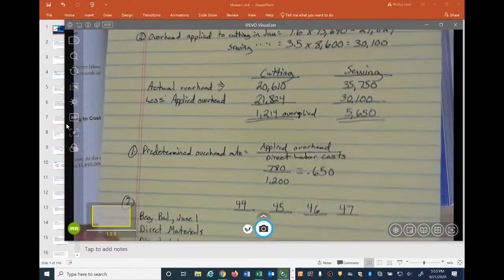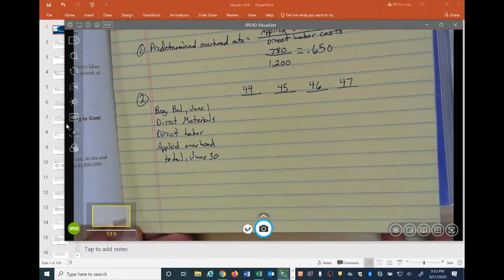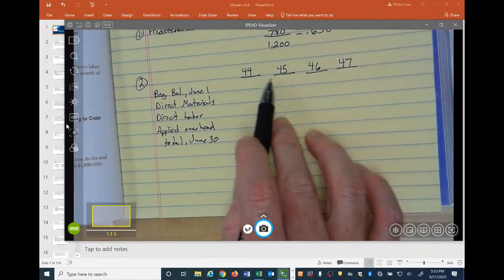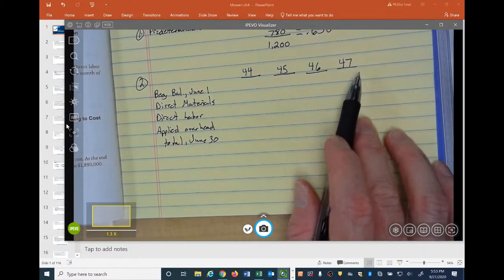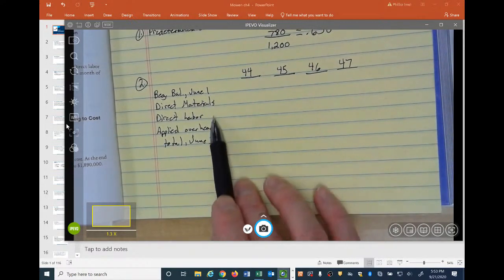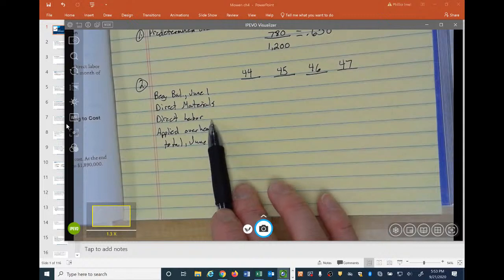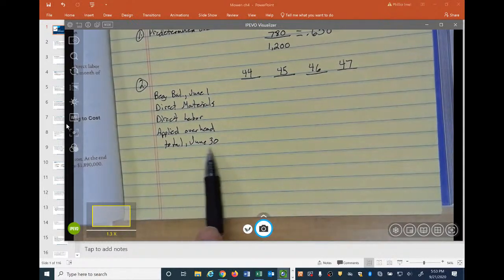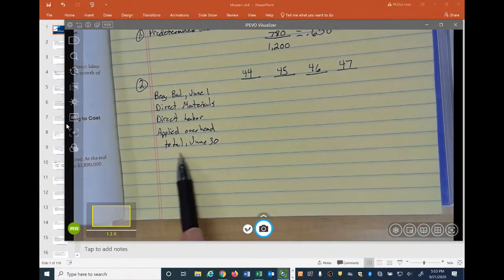Okay, so first thing I did is I just kind of drew a little at the bottom here. These are the numbers of jobs. Then I got the beginning balance June 1, the relevant information, which is going to be the direct materials, direct labor, and the applied overhead, and then we're going to eventually get to the total on June 30th, okay? So everyone following the chart that I set up there?